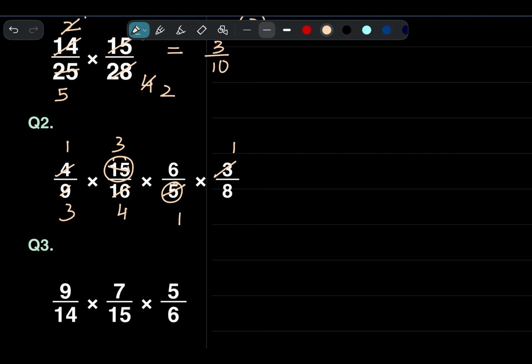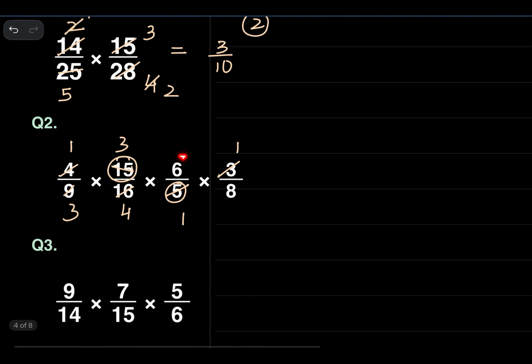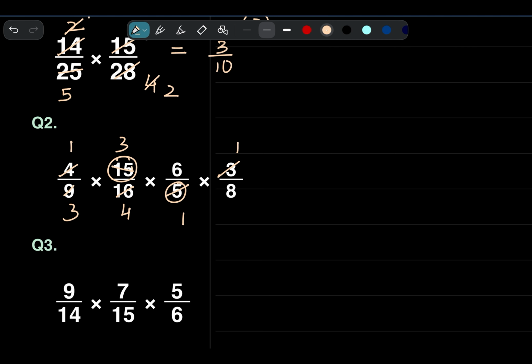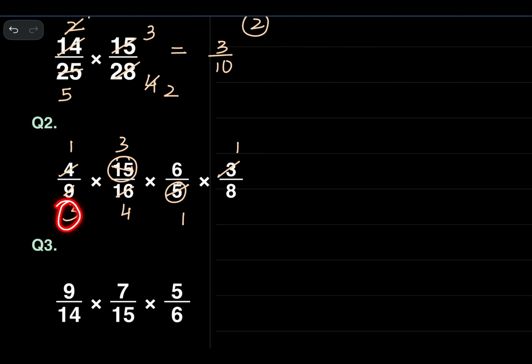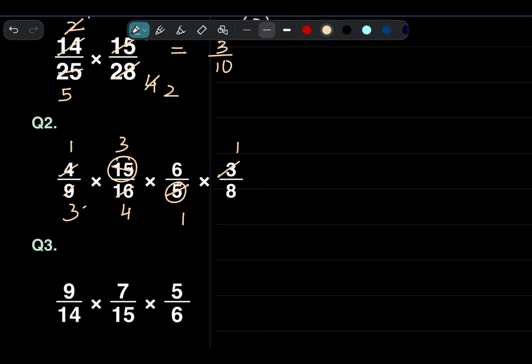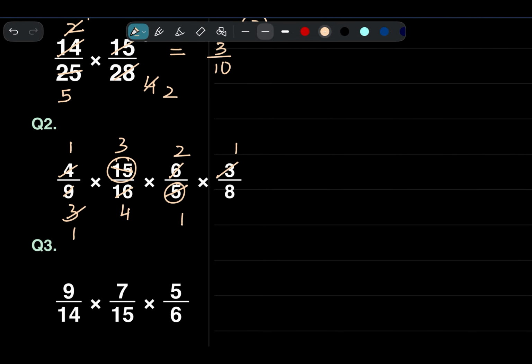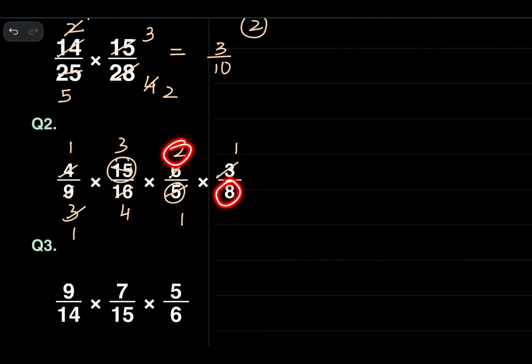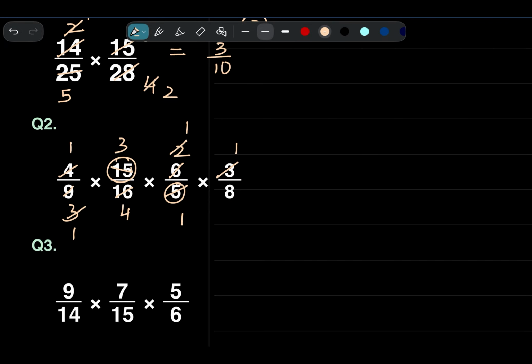Any other cancellation possible? Yes. Which one? 6 and 8, or 6 and 3, or 6 and 2. Both have a common number by which it can be divided. We can choose anything that we want. I'm going to choose 3 and 6. 3 ones are 3, 3 twos are 6. Which ones? 2 and 8. 2 ones are 2, 2 fours are 8.